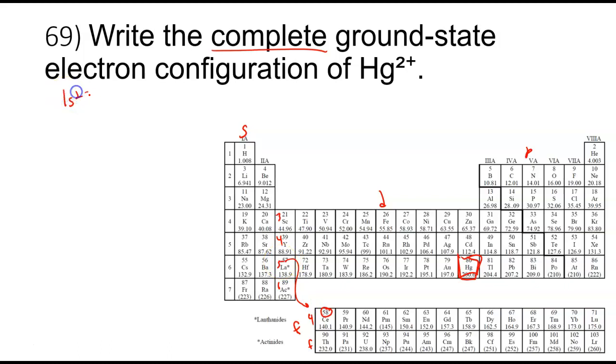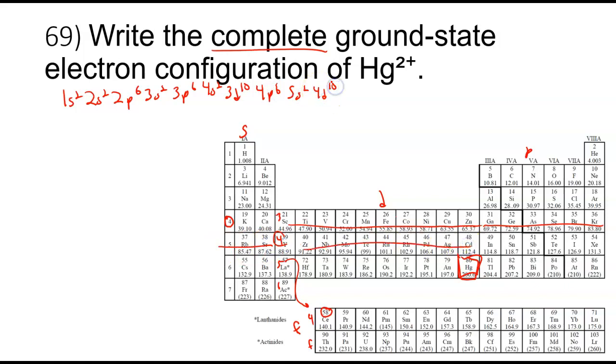So 1s2, 2s2, because we've done this I don't know how many times now, 3s2, 3p6, 4s2, so here we are, 4s2, 3d10, 4p6, 5s2, 4d10, 5p6, 6s2, and here we are now.